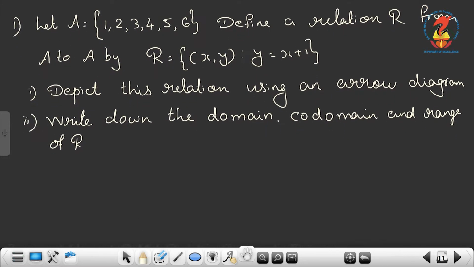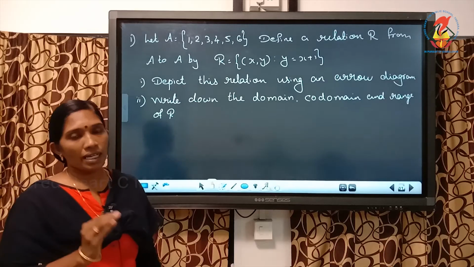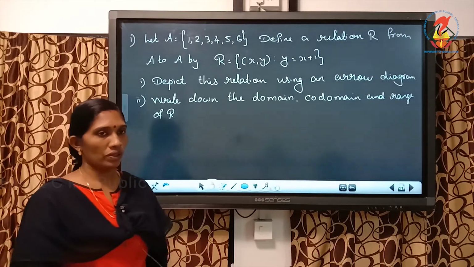Look at the first question. Let A be the set 1, 2, 3, 4, 5, 6. Define a relation R from A to A. And R is given as the set of ordered pairs (x, y) such that y is equal to x plus 1. Depict this relation, that means represent this relation using an arrow diagram. Write down the domain, codomain and range of R. R means this is the relation, that particular relation. Satisfy which all ordered pairs, that you have to write.